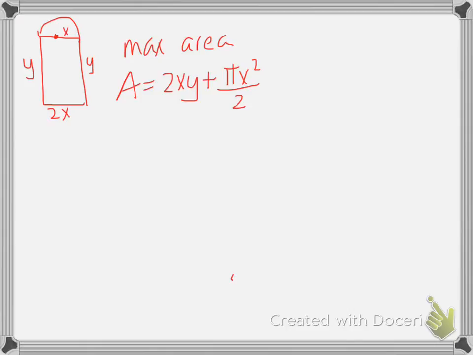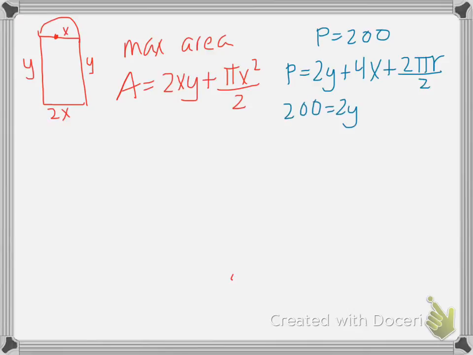So we're going to look at the perimeter. And we were told that the perimeter equals 200. Okay, so the perimeter is going to be two sides, so it's 2y, and then 2 of the other sides, so 2x and 2x is going to be 4x. And then you're going to need the circumference of the circle, which is 2 pi r, but we only have half of a circle, so you divide by 2. So that means that 200 equals 2y plus 4x plus pi x. I'm sorry, it's not r, it's x.